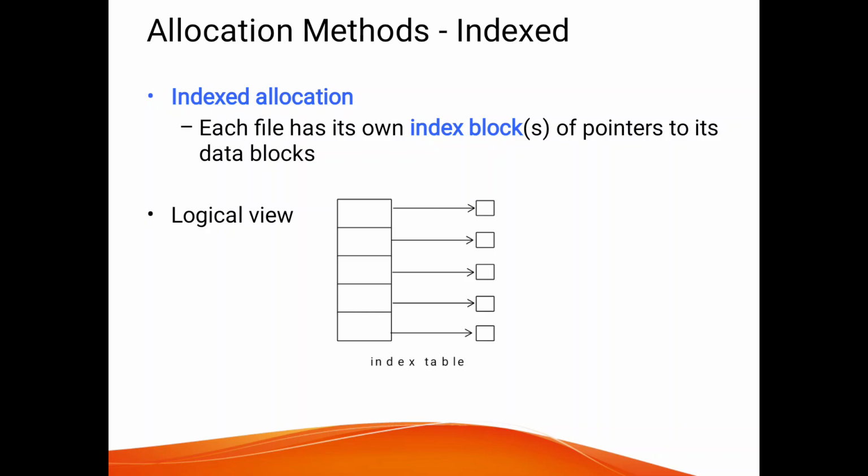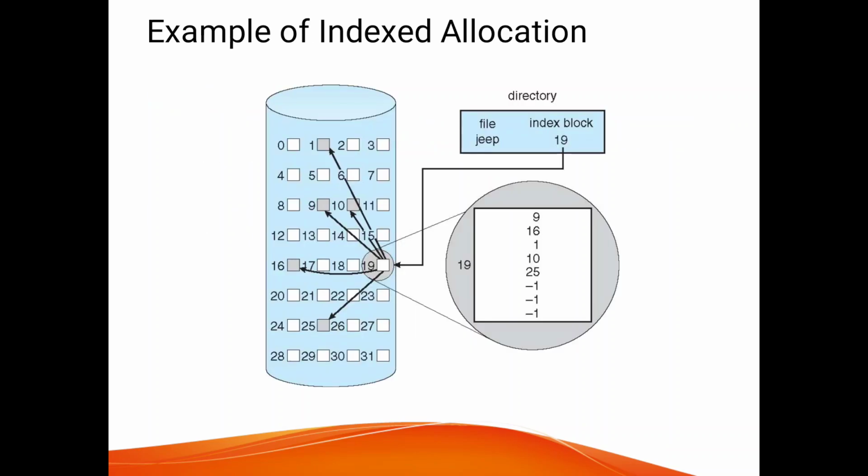The next allocation method is indexed allocation. Each file has its own index block of pointers to its data blocks. The index value is essential to view that file. Each index value is listed, and using this index value the file can be accessed.